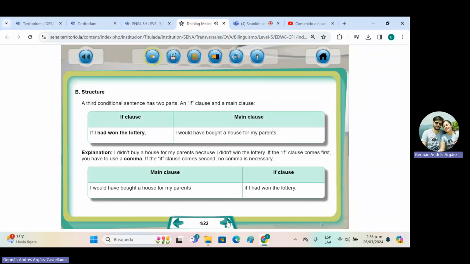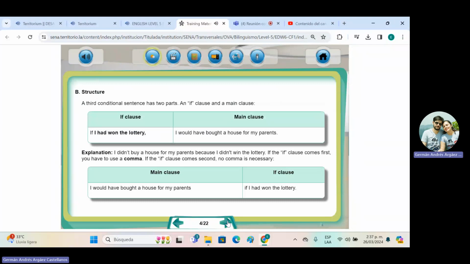B, structure. A third conditional sentence has two parts, an if clause and a main clause. If clause: if I had won the lottery. Main clause: I would have bought a house for my parents. Explanation. I didn't buy a house for my parents because I didn't win the lottery.